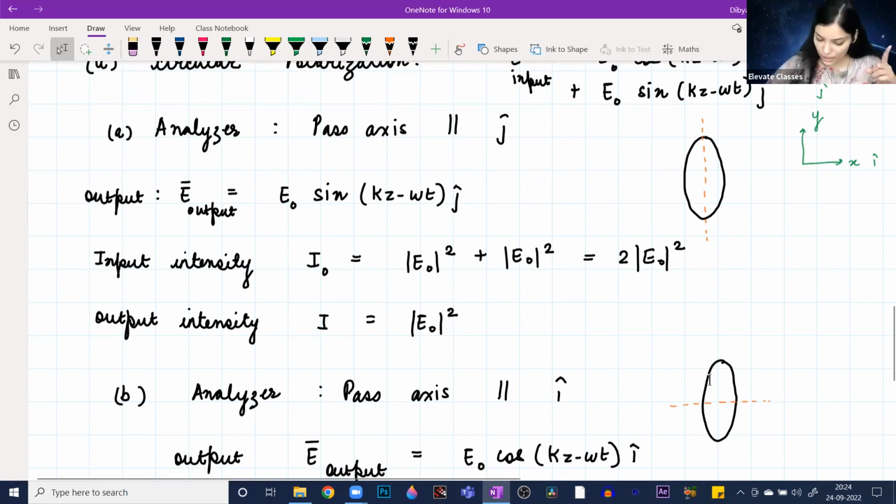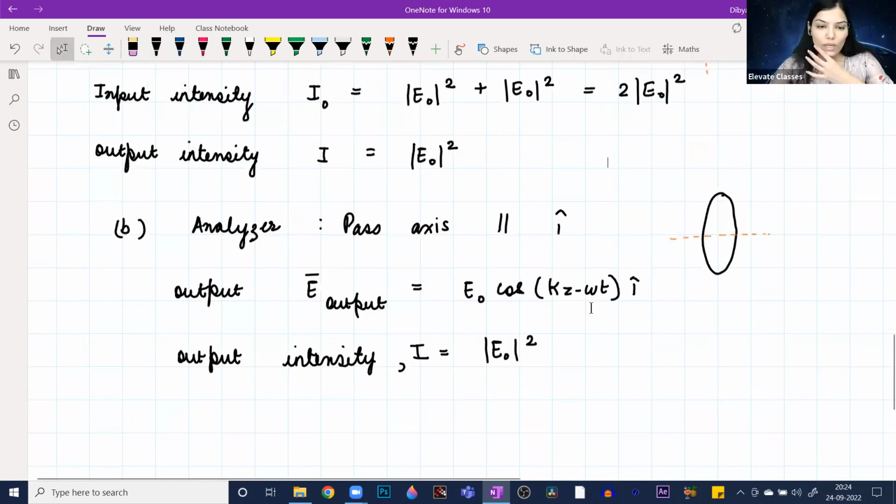Because in elliptical, what will I get here? I will get some EY square, and for the second case, I'll get some EX square, and EX and EY amplitudes are different. So that means my graph cannot be a straight line in that case. There will be some variation.